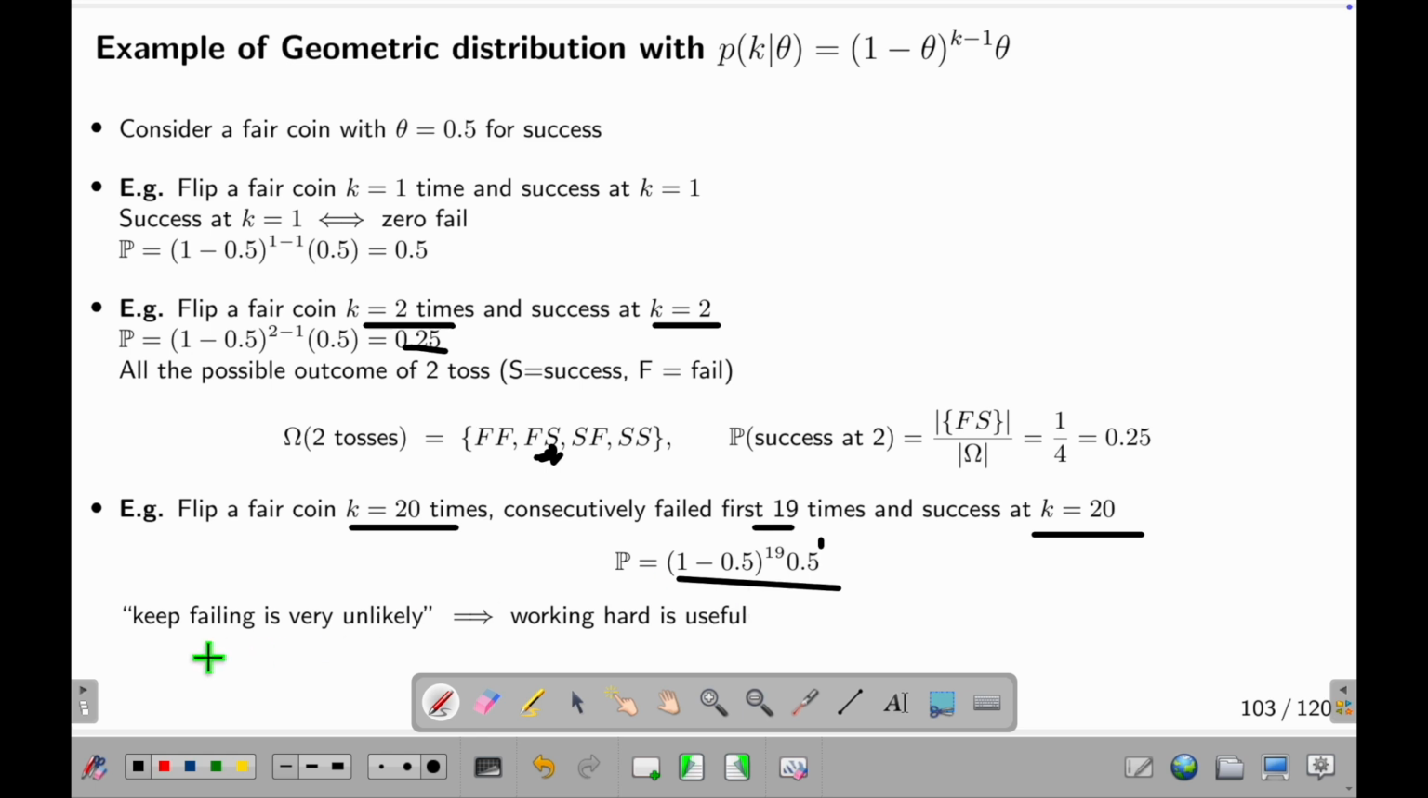So it means what? Actually, this is also a life lesson. Keep failing is very unlikely. I'm not religious, but I believe in probability God. Because probability governs everything, even physics, so this is God. God says this, okay, then this is true.